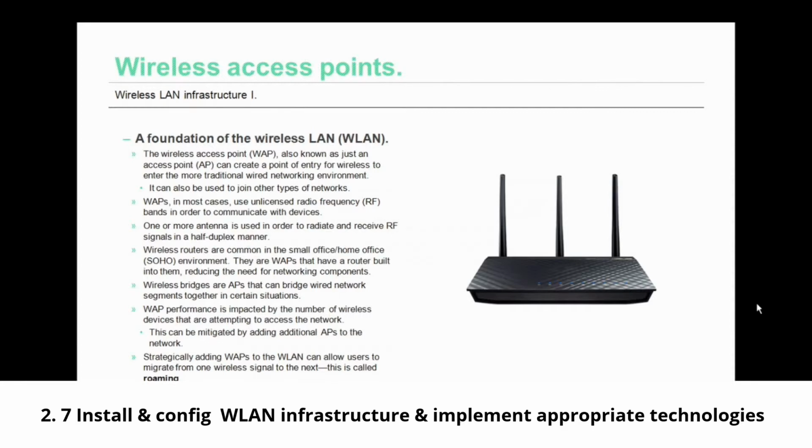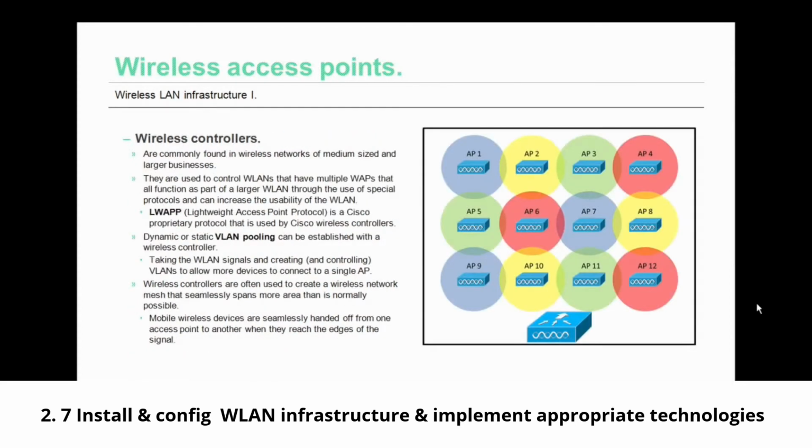Strategically adding WLAPs to the wireless local area network can allow users to migrate from one wireless signal to the next. This is called roaming. So let's talk about roaming a little bit more.